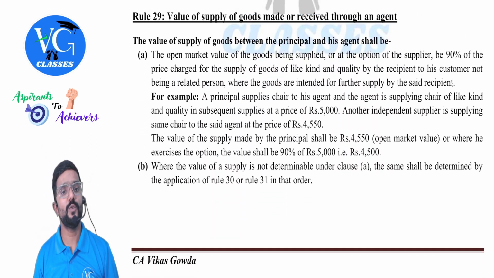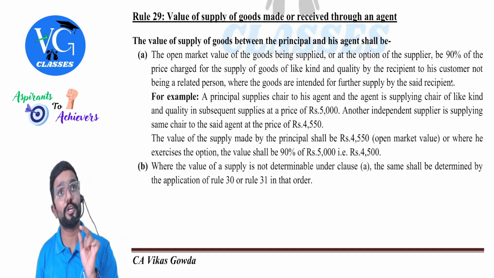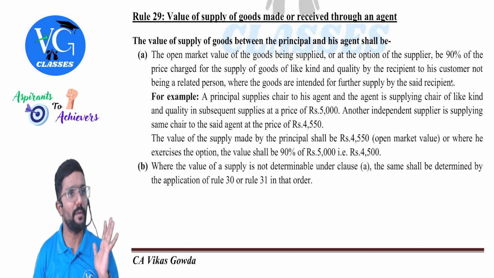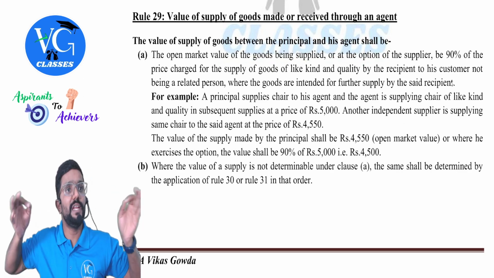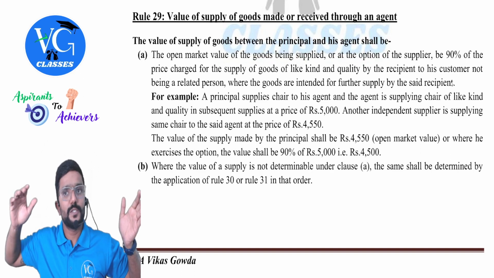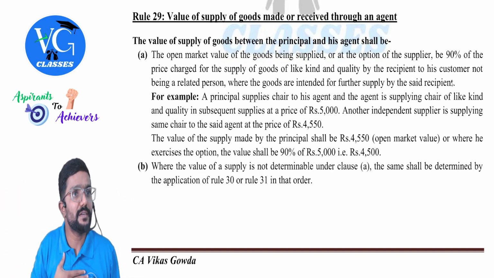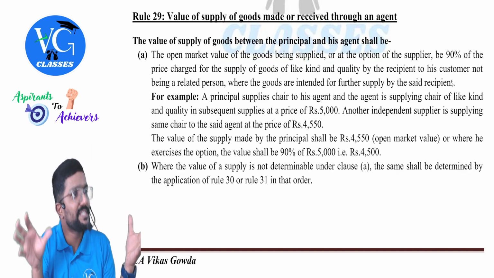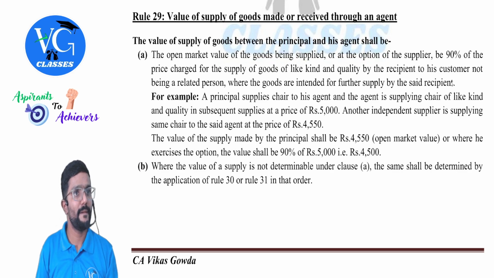Then what if the goods are purchased or sold through an agent? Then there might be consideration or there might not be a consideration. We don't worry about it. For example, listen here. Principal gave goods to agent freely. Agent sold it to customer, but the invoice was issued in the name of agent. Is there a supply between principal and agent? Yes, as per para 3 of Schedule 1, even without consideration.